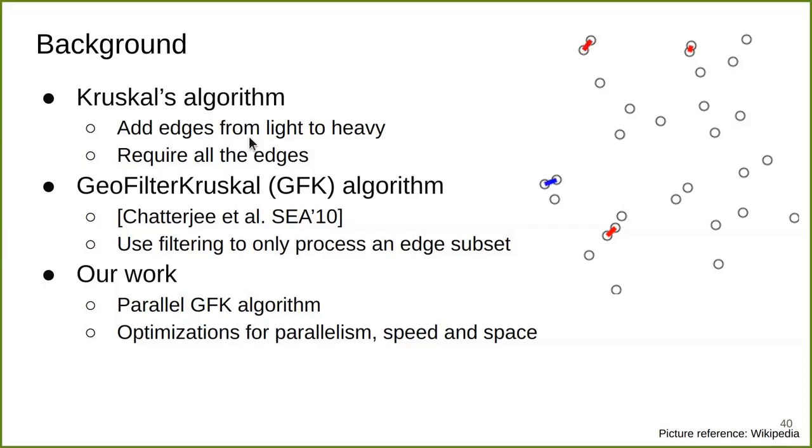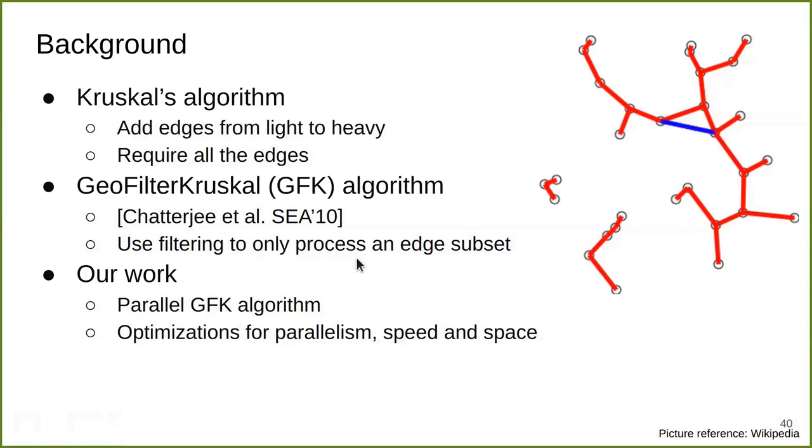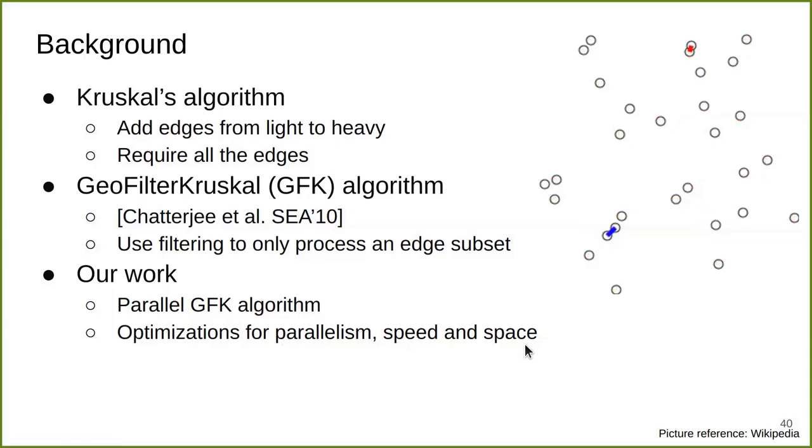Before I go into the algorithm, here's some background. Kruskal's algorithm is a famous algorithm for computing MST. It takes all the edges, sorts them in order from lighter to heavier weight, and then adds them one by one to the MST. If the added edge doesn't cause a cycle, it gets added, and otherwise it gets discarded. In 2010, Chatterjee et al. proposed an algorithm based on Kruskal's algorithm to solve the Euclidean MST problem. They used a filtering technique to only process a subset of the edges, which is more efficient. For our work, we propose a parallel Kruskal algorithm and propose optimizations for parallelism, speed, and space. We use this algorithm for both Euclidean MST and HDBSCAN.